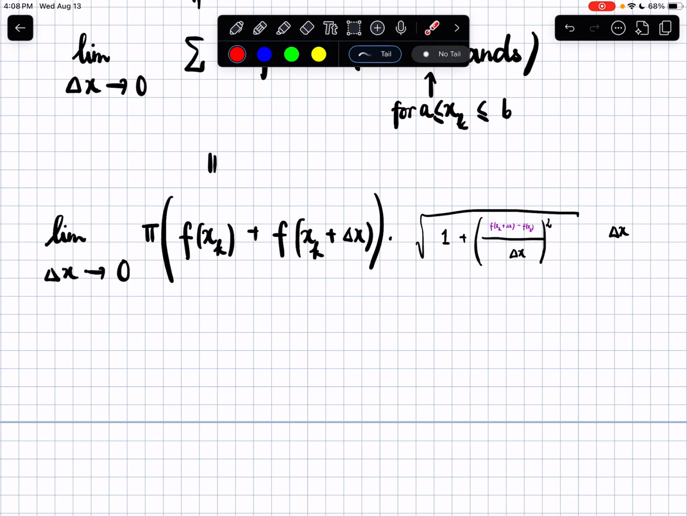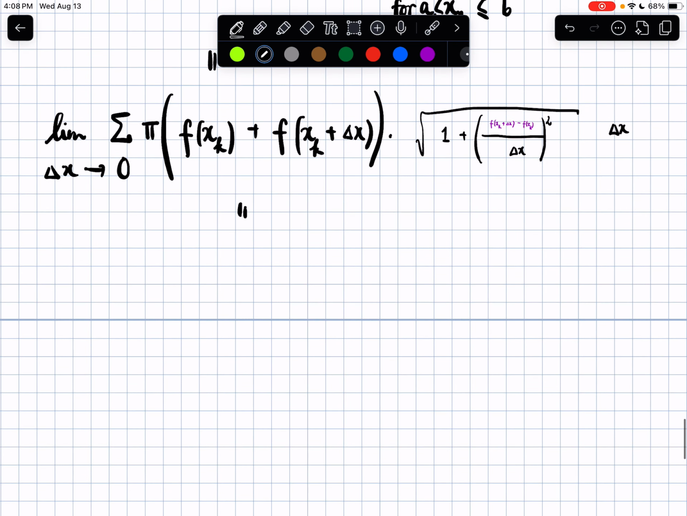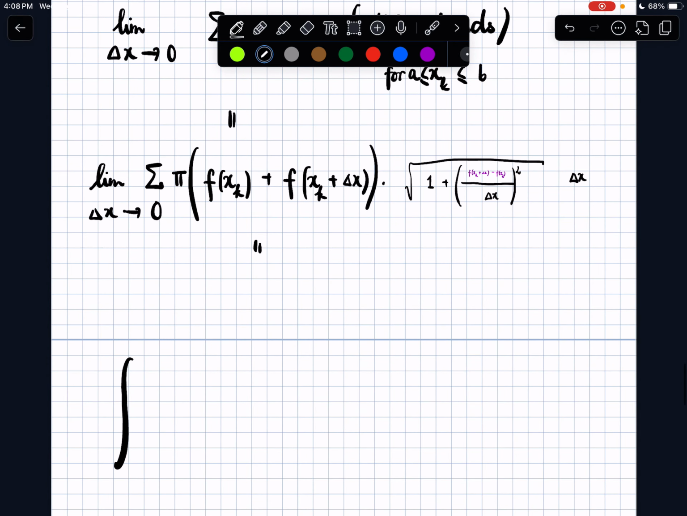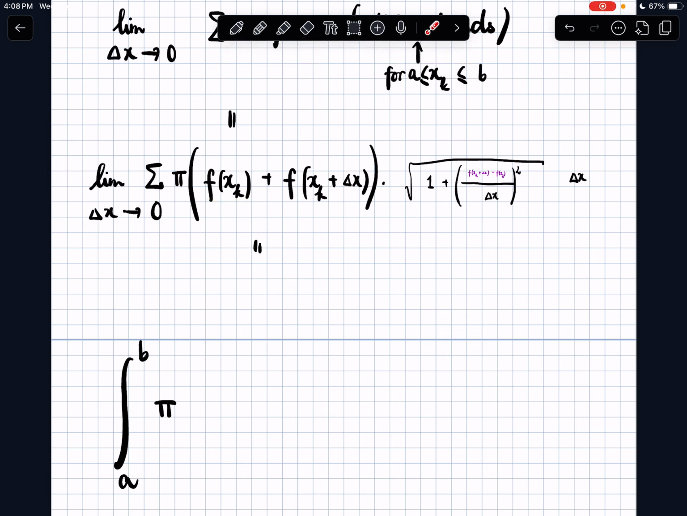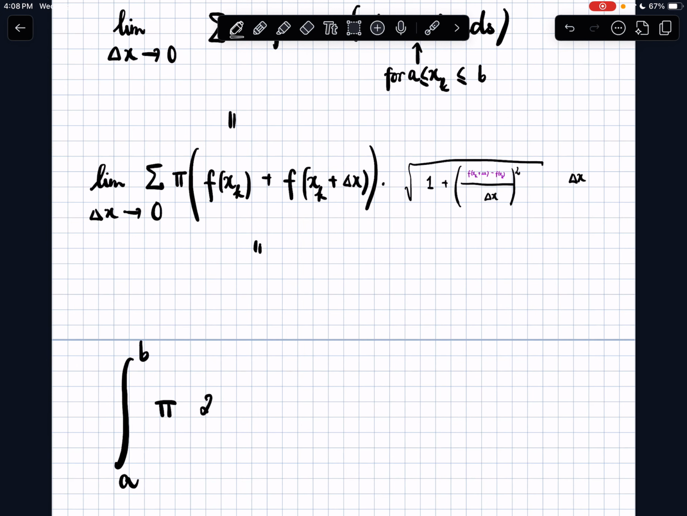Now what we have is the sum of these quantities. So this Riemann sum becomes the integral. X runs from A to B, so we have the integral from A to B of pi times f of xk plus delta x. When delta x tends to 0, xk plus delta x tends to xk. F of xk plus f of xk is 2 f of x. So this is 2f of x.